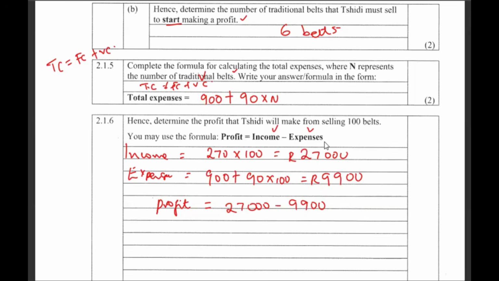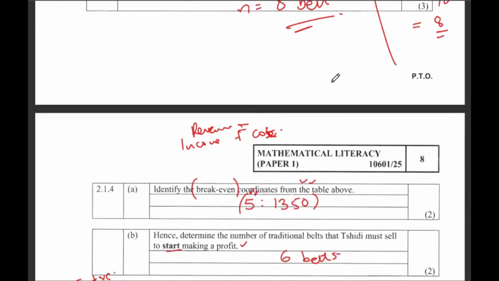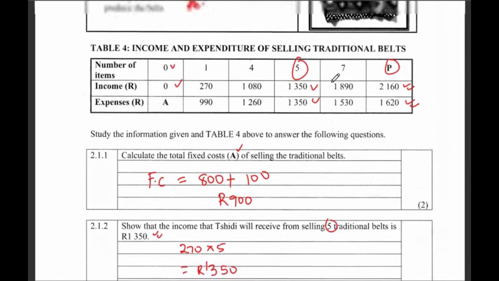Okay, if I punch that into my calculator, that becomes 17,100 rands, which is a lot of money. It's a lot and a lot of profits that this lady is making. Okay, so that is how we would have claimed the 6 marks. Get the income for the 100 belts, okay?